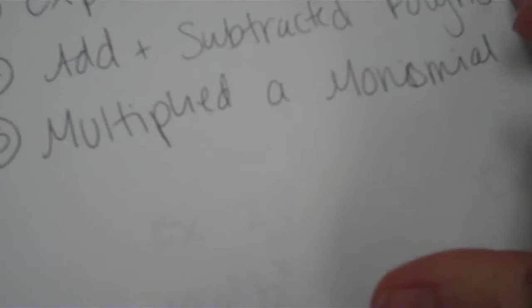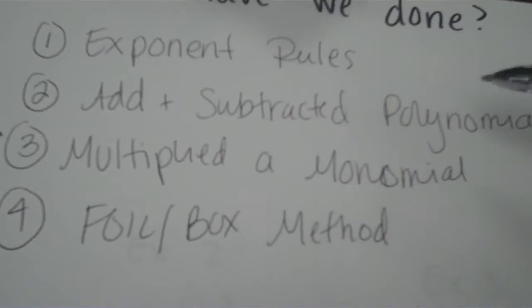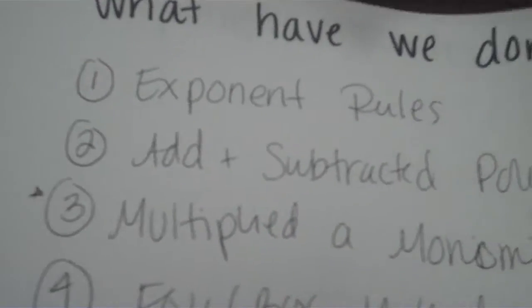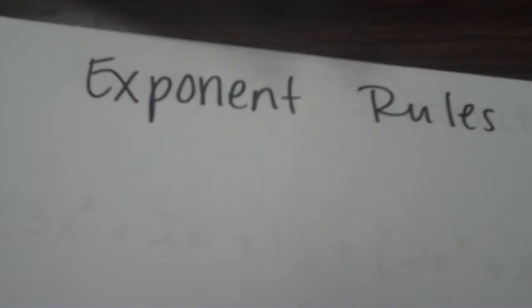The third thing we've done, and this is going to be kind of the weird one that's kind of hard to write, is we've multiplied a monomial. That might not make sense to you, but we've done it. I'll show you. It'll make sense. And then the last thing we've done is we've used FOIL or box method to multiply binomials. So we've done these four things. And the problem is that you're kind of confusing them with each other.